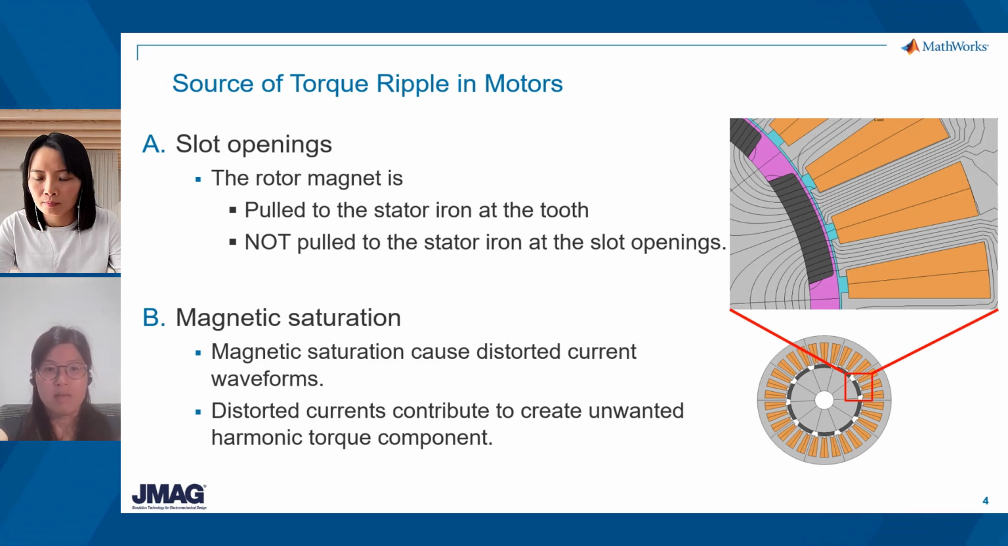The second source is magnetic saturation. The current waveform can be distorted due to the magnetic saturation when the motor is driven by the voltage inverter. Then this distorted current contributes to creating unwanted harmonic torque components.